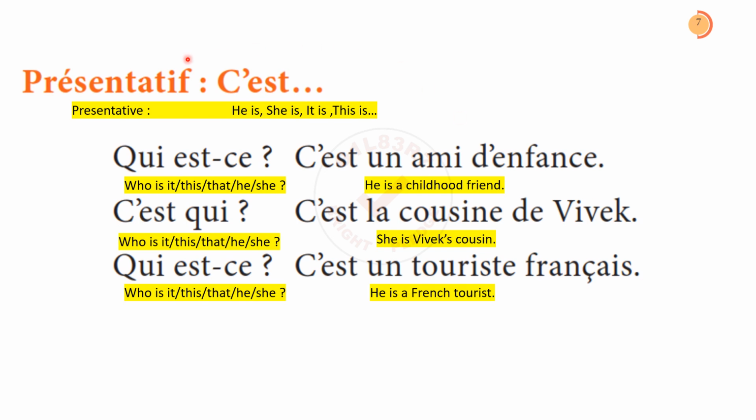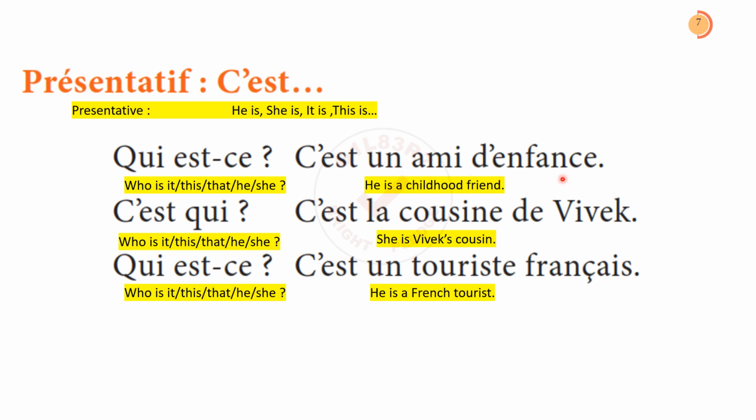Alright, next, présentatif, using the phrase c'est. So the presentative structure is nothing but when you want to introduce someone, at that time you can make use of this phrase c'est. So meaning he is, she is, it is, this is. So when I say qui est or c'est qui, alright, I'm trying to ask who is it, who is this, who is that, who is she, who is he, and then they're giving you a few replies here.